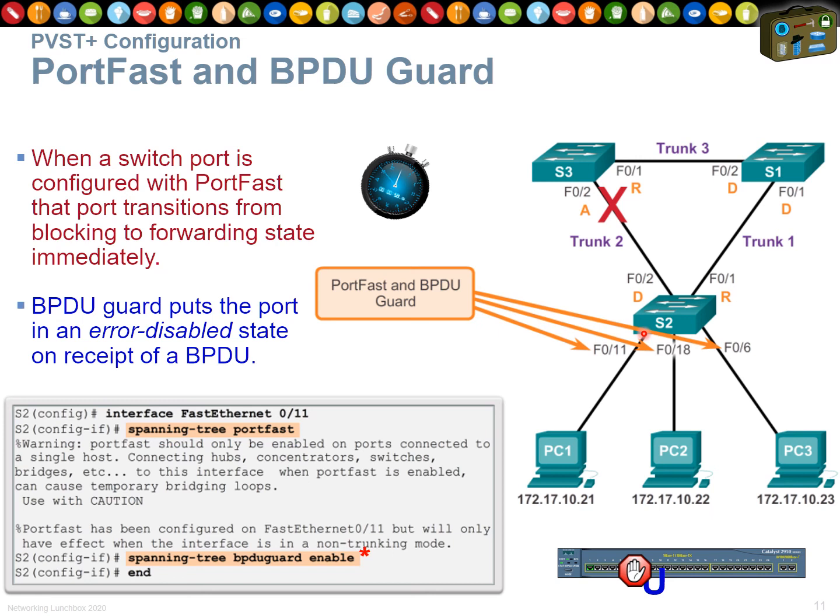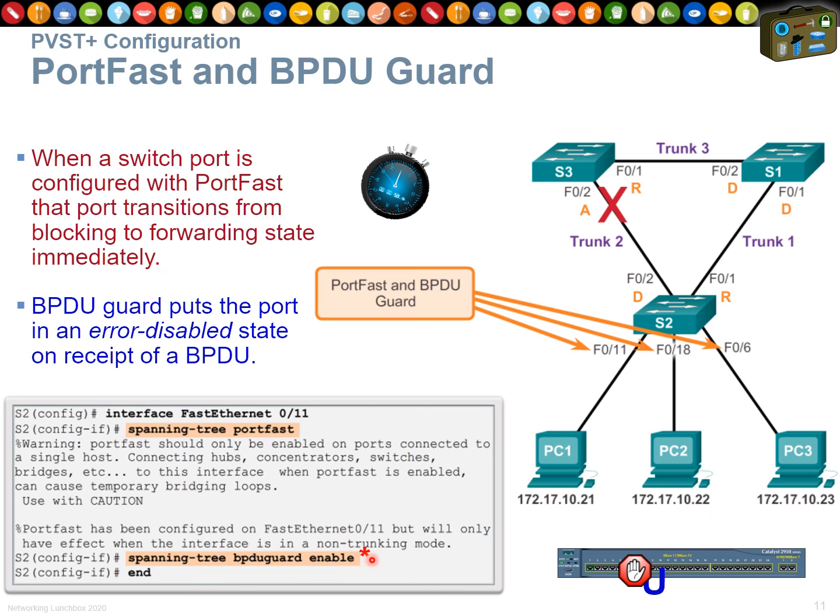And as we know, BPDUs are sent every 2 seconds. And that's why we have this warning when we turn on portfast. You know, this can cause loops because the timers are 0. So we have to wait 2 seconds for the BPDU and then we can detect it. So this is a really great command, spanning-tree bpduguard enable.